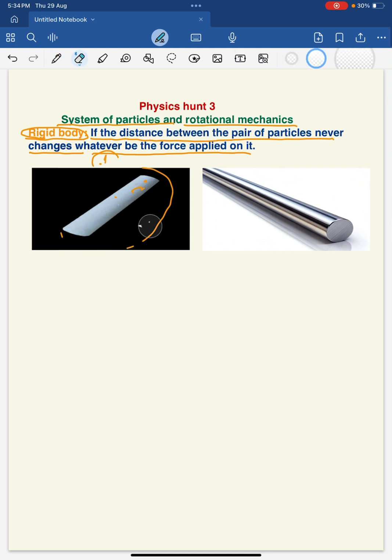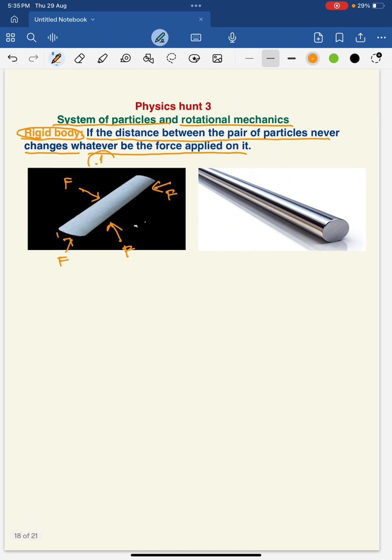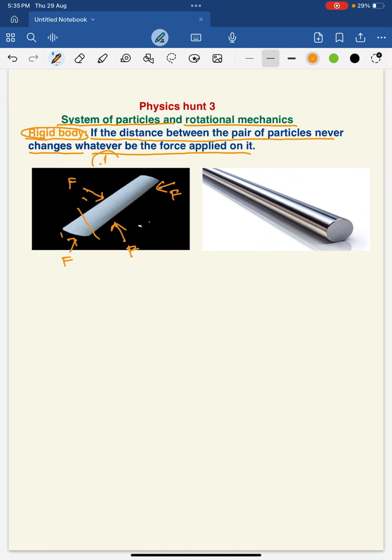Suppose I apply some external force on this chalk piece like this on four sides. Due to this external force, what will happen? Definitely this chalk piece breaks into n number of pieces like this. Correct or not? Yes, definitely. Due to a small amount of force, we are able to break this chalk piece into n number of pieces.